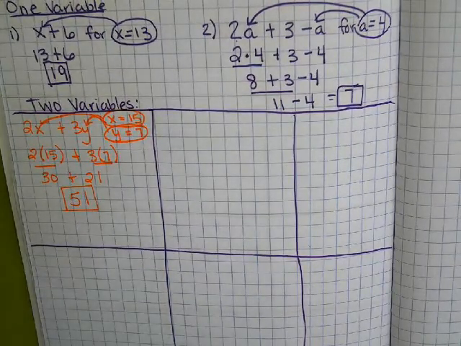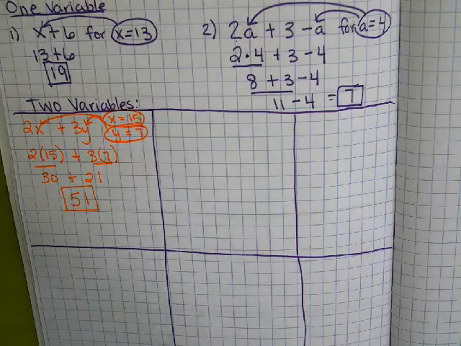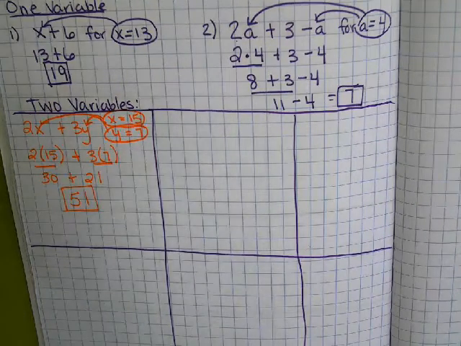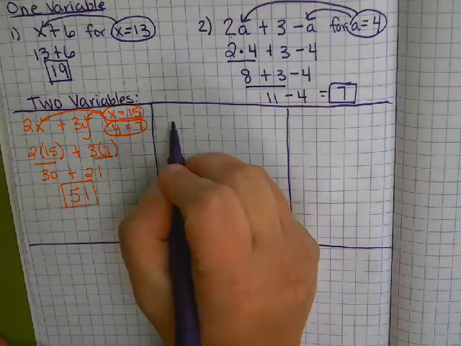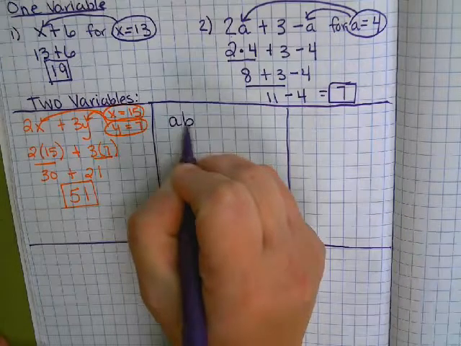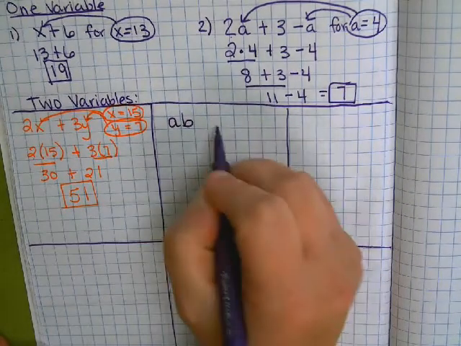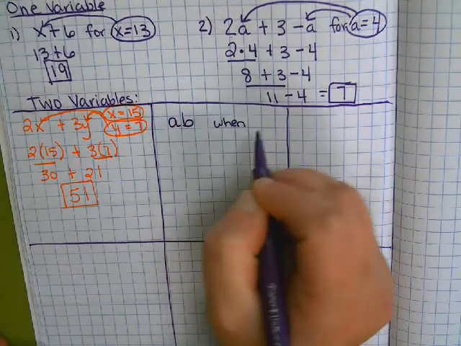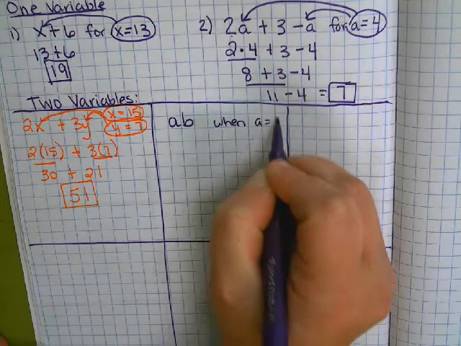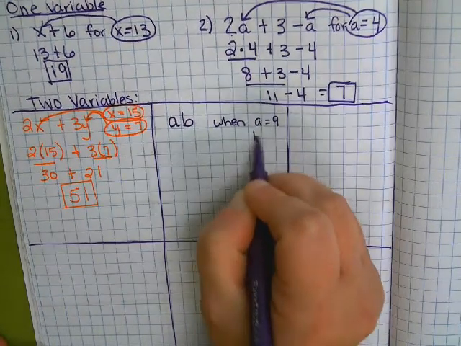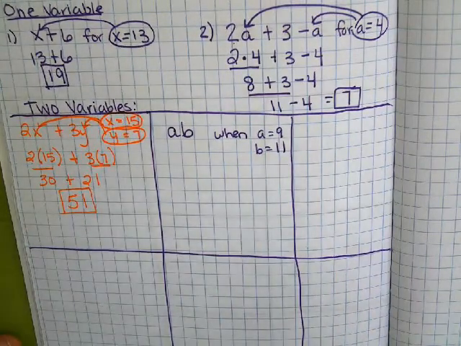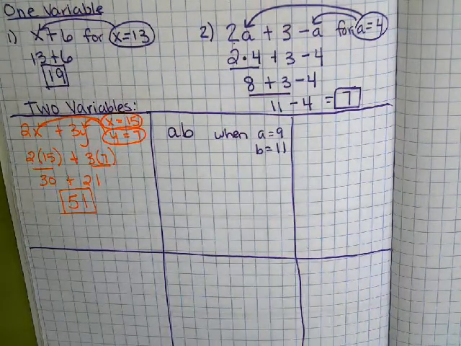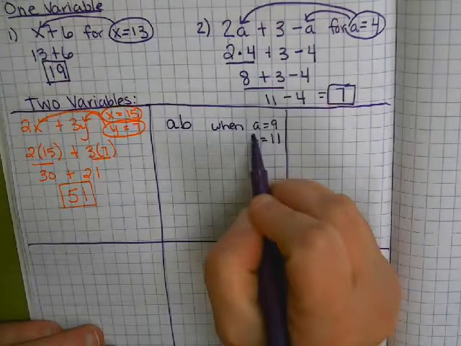Now for our next question, I want you to press pause so you can solve it on your own. I want you to try it on your own. So we got AB when A equals 9 and B equals 11. So I want you to pause right here and try it. When you're ready, you can move on.